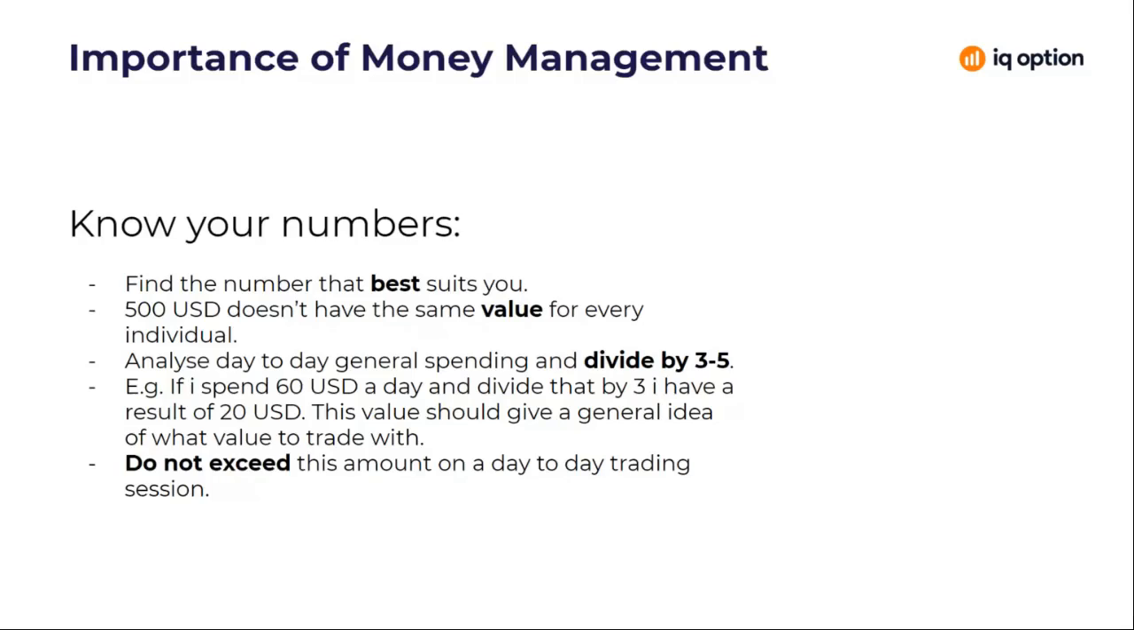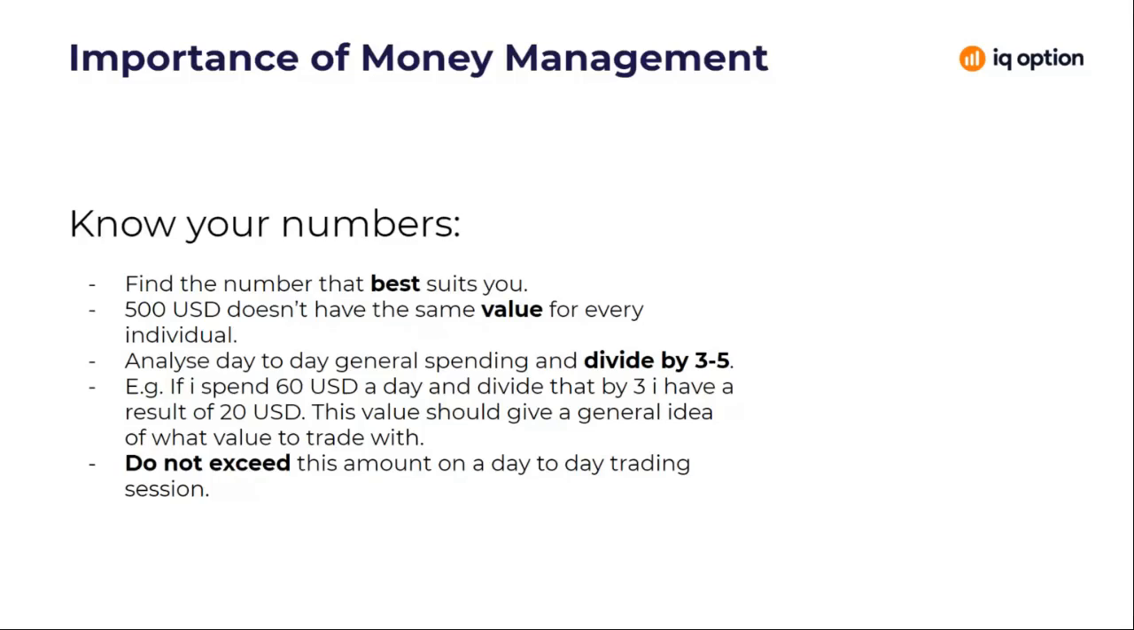I'd like you to analyze your day-to-day general spending. So how much do you spend per day? For some people it might be $15. For some people it might be $60. For some people it might be 120, 1,200. It differs for each and every person. Now, we're working with day-to-day spending so that we know what our limit for the day is.